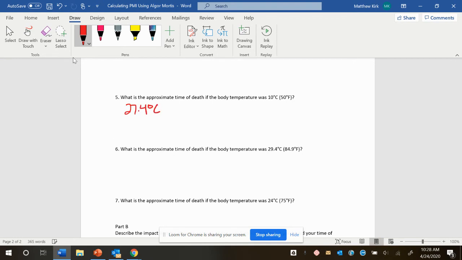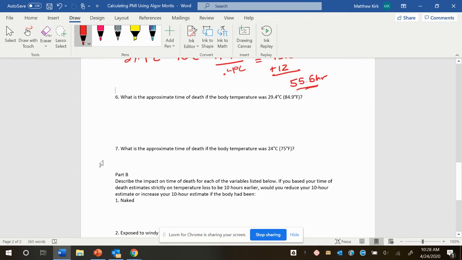So again, my initial temperature is less than that 27.4 degrees. So I know it's going to be longer than 12 hours. So I do my subtraction. I take that measured temperature of 10, subtract it from 27.4, and then I divide by my cooling rate. But again, I'm just trying to figure out how much it takes past that initial 12 hours. And I have to add 12 to my final answer. So I should get about 55.5.